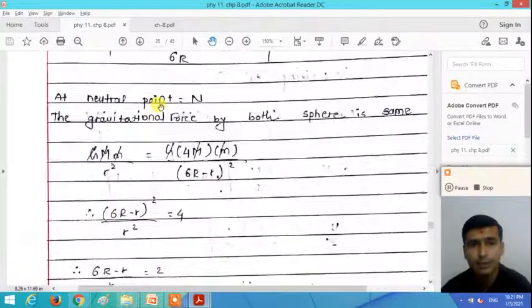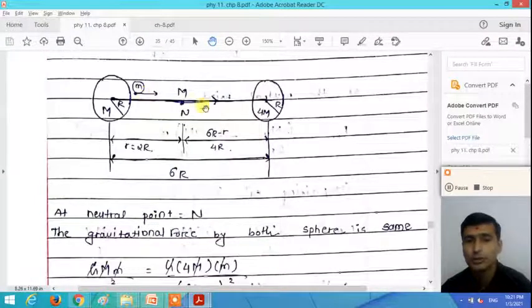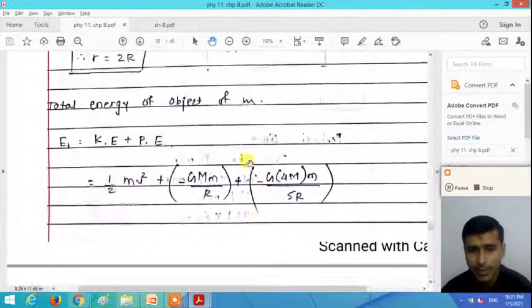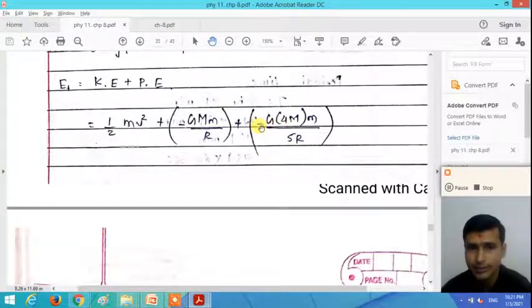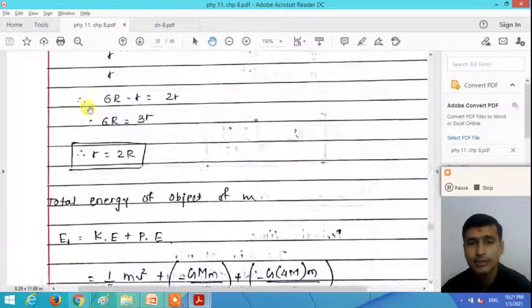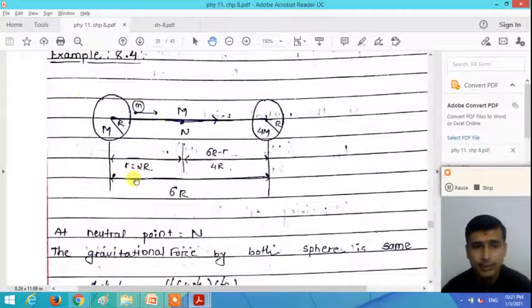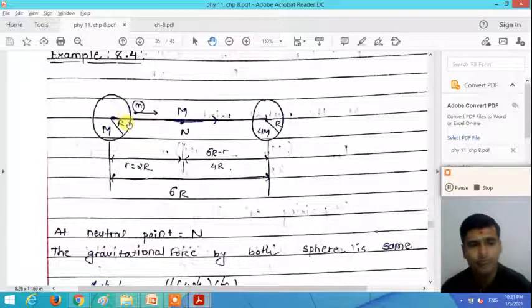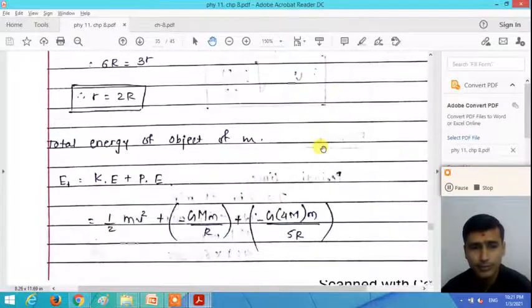And the potential energy of the object on the first sphere due to the second sphere is minus G, mass of the second sphere 4m, mass of the object m, and the distance is 5r, because here the distance of the object from the second sphere is 5r, right? So the total distance is 6r, and the radius of the first sphere is cut out, r. So we get the distance of the object on the surface of the first sphere from the second sphere is 5r. So got it or not?